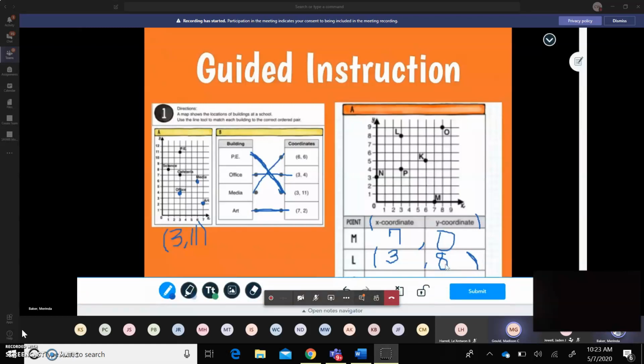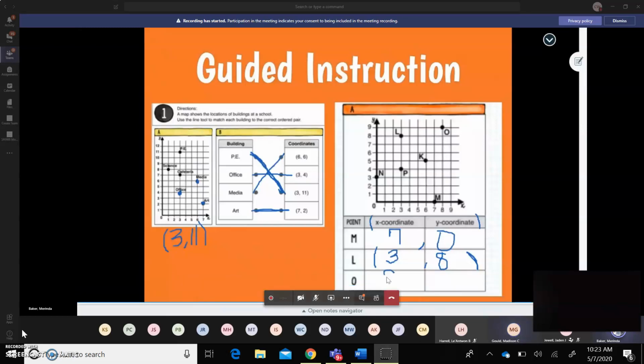O. The x is 8. 8, yeah, we gotta start at our origin, 1, 2, 3, 4, 5, 6, 7, 8 units to the right on the x-axis. And then what? What's next? The y is 9. 1, 2, 3, 4, 5, 6, 7, 8, 9. So our ordered pair is 8, 9.